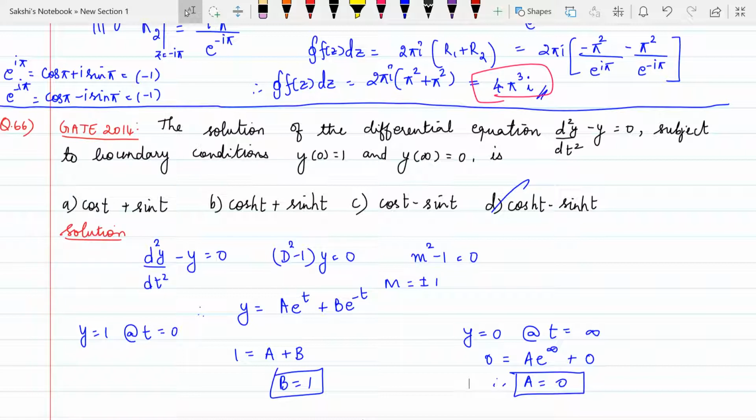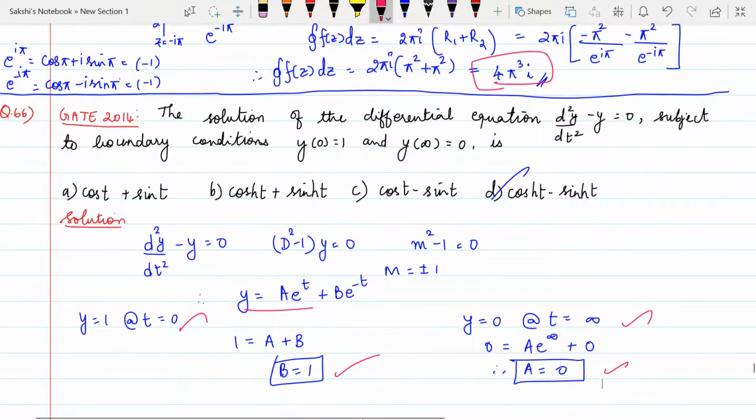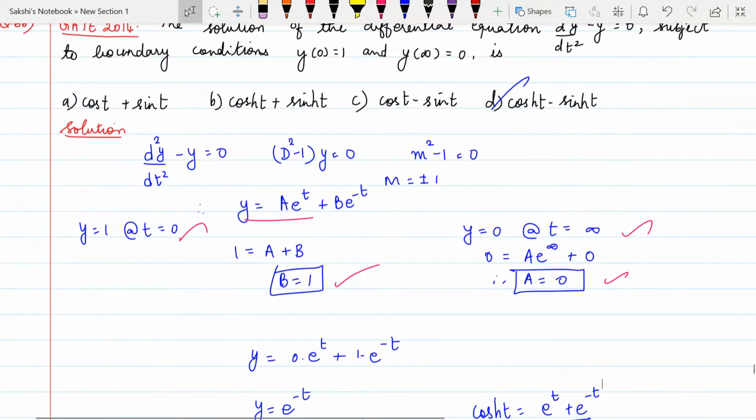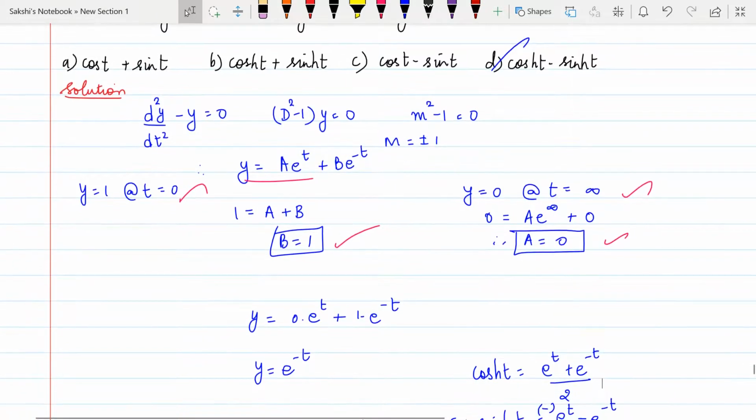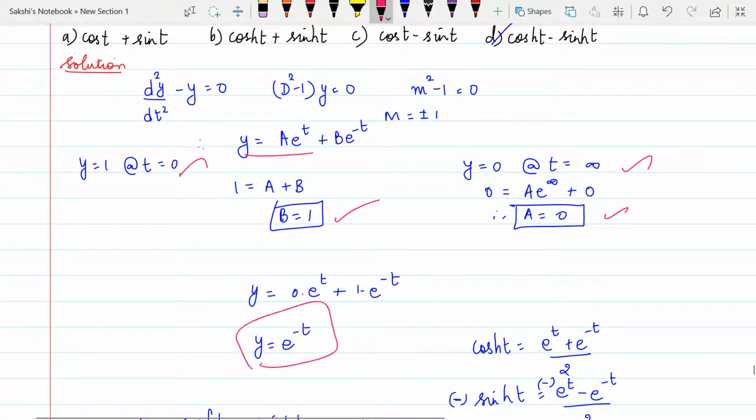You have a homogeneous differential equation, so you just have to find the CF, complementary function, y, which is the solution. I know m is equal to plus or minus 1, hence my solution will be a e power t plus b e power minus t. The next step is to use the boundary conditions and find the constants. I have used the two boundary conditions and found my constants. Substituting the values of the constants in y, I get my solution to be y is equal to e power minus t.